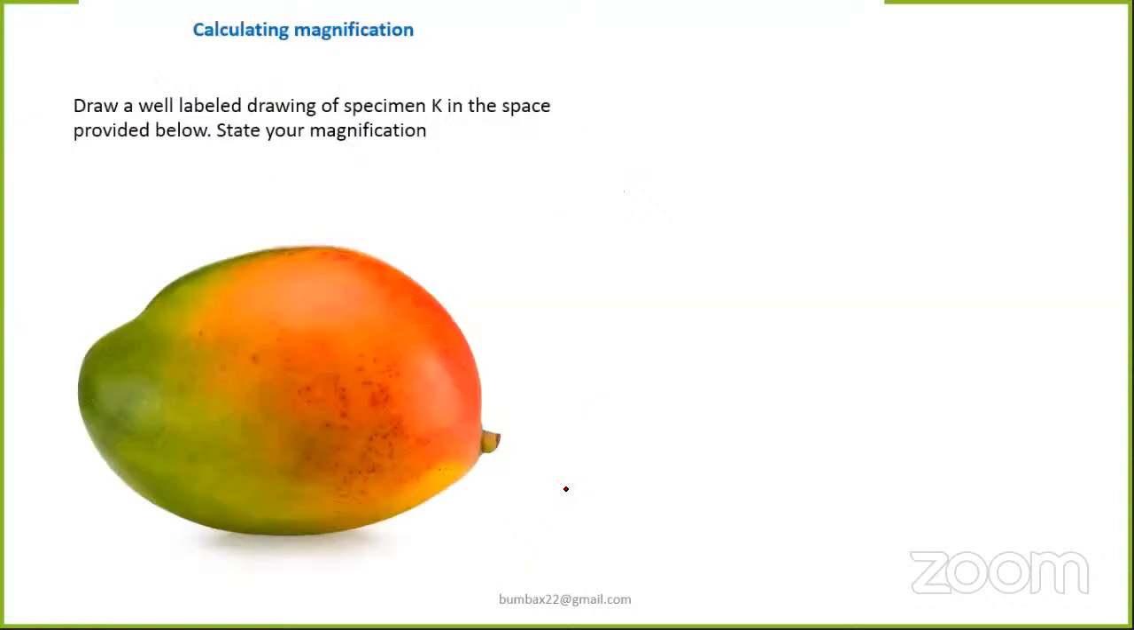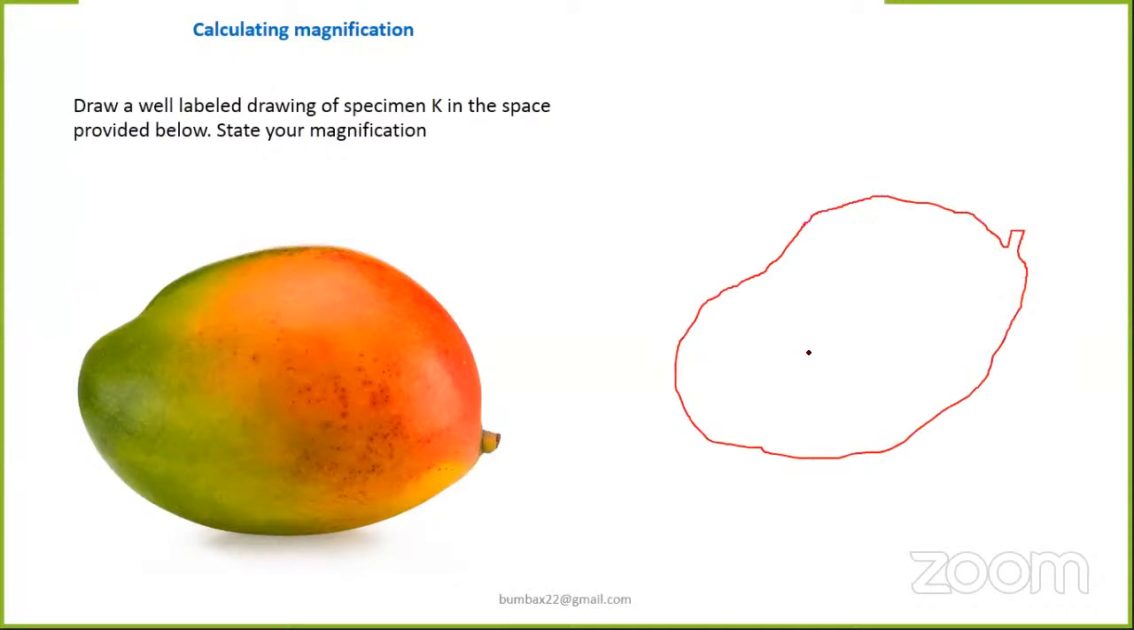And I remember this is the last slide where we ended, whereby they can give you a picture of a mango, and they tell you to draw in practical. This information is so important in practical. And they tell you to draw a well-labeled drawing of the specimen, okay? In the space below, state your magnification. So you are supposed to draw this mango using your pencil, because we actually use a pencil when we are drawing.